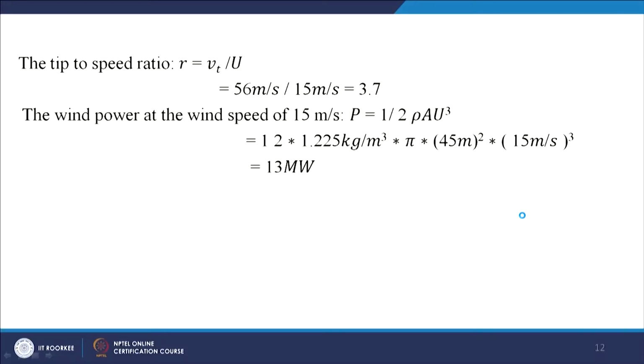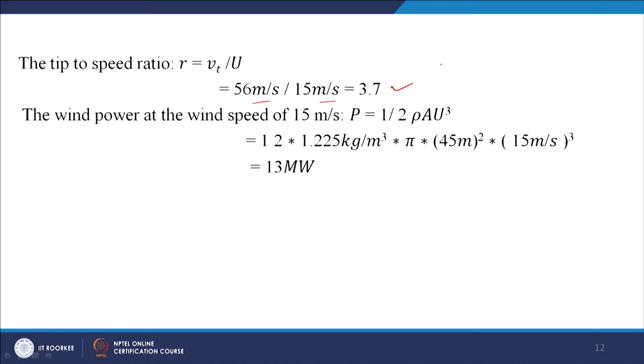Then the tip speed ratio lambda is equal to Vt by u, that is the tip speed divided by the wind speed. So, 56 meter per second we are getting for the tip speed, and 15 meter per second is the wind speed. So, lambda is equal to this by this, equal to 3.7. So, that is the tip speed ratio we are getting, 3.7.